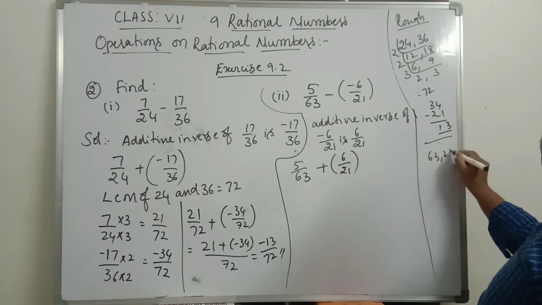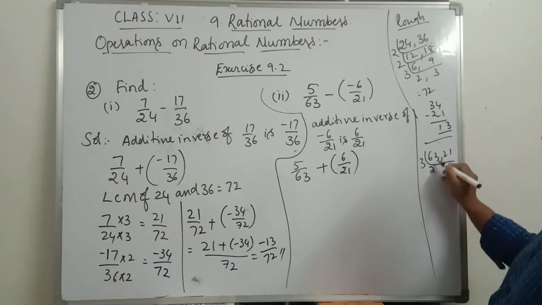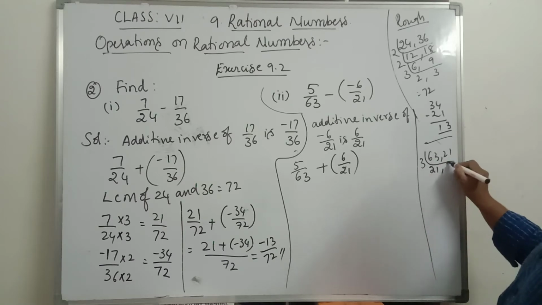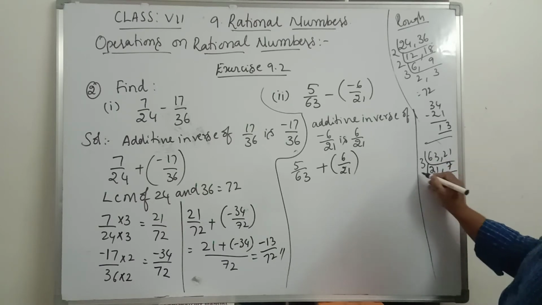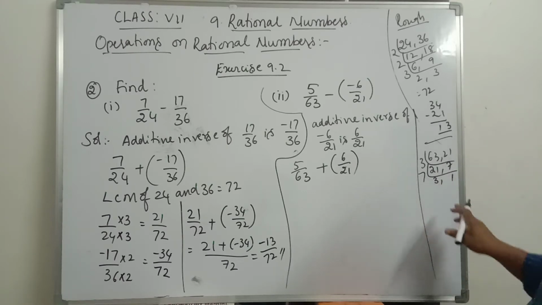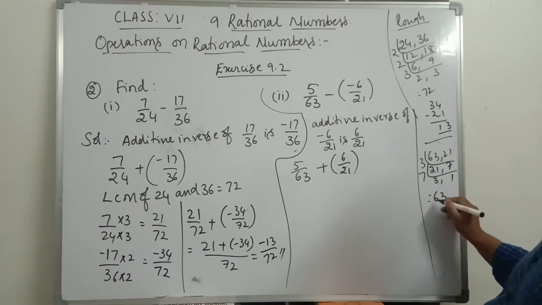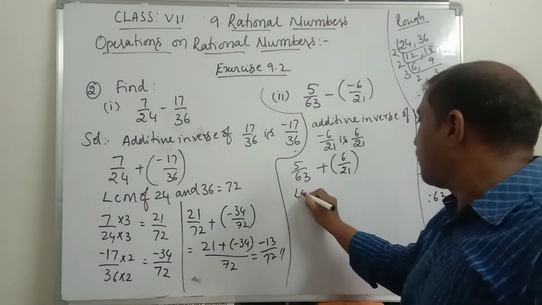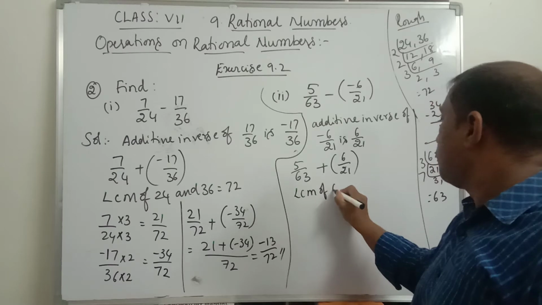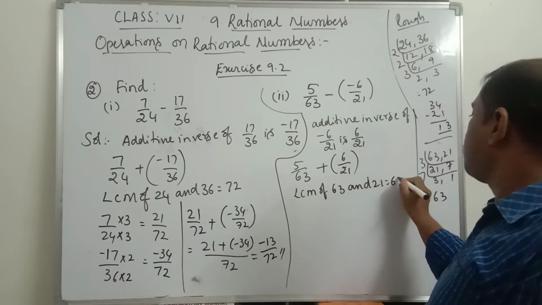63 comma 21. So there are multiples of 3. 3 2s are 6, 3 1s are 3, 3 7s are 21. Now 7 3s are 21, 7 1s are 7. That is 3 into 3 is 9, 9 into 7 is 63. So LCM is equal to what? 63. LCM of 63 and 21 is equal to 63.